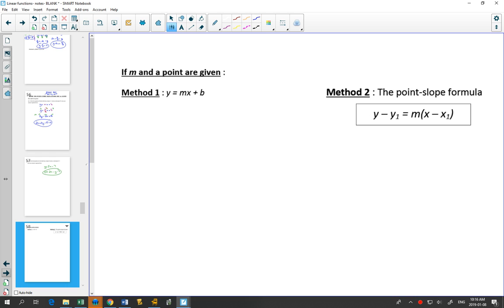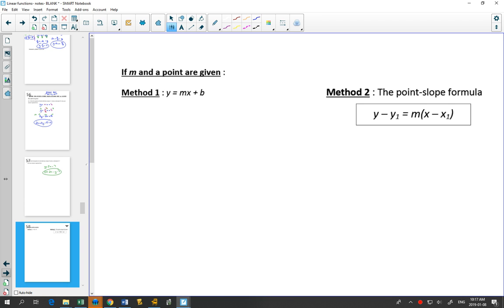Okay. If you are given a slope and a point, this is our main goal, to find an equation of a line. These are the two things you need. So let's say you are given what you need. Then you have two methods in which you can find your equation. You can either use y equals mx plus b, or you can use the point slope formula.